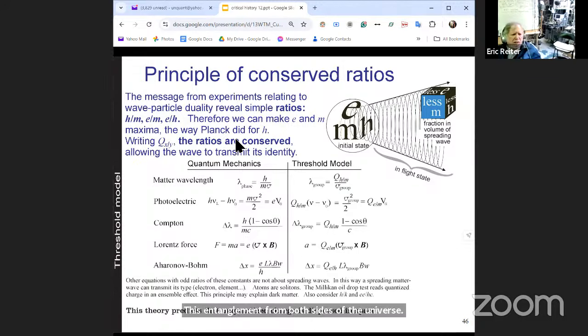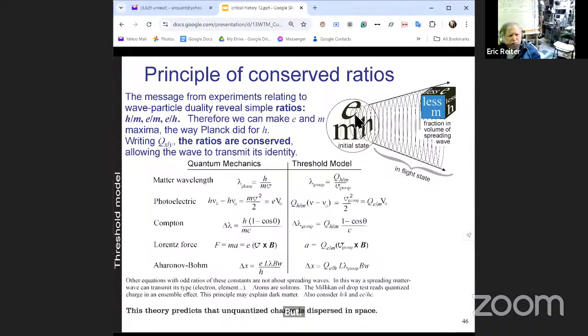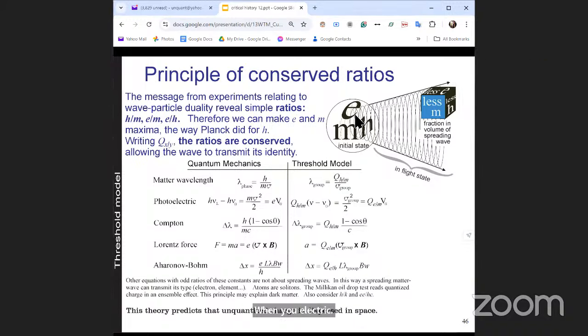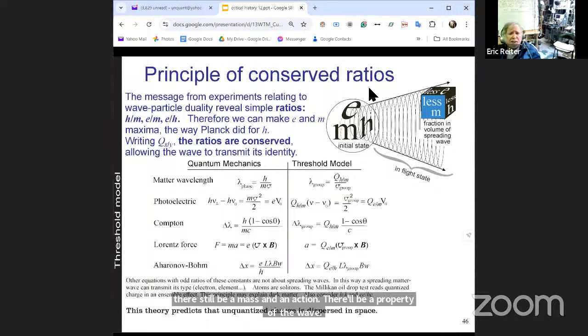It's not necessary. You don't need a probability wave. So I don't know if I explained it well enough. One question: you have an E, an M, and an H. E is electric charge, I assume that's what you mean by E. What about M? What about neutrons? If you send a neutron, there's no electric charge. Oh yeah, right. Well, it won't be E, it'll be zero there, but there'll still be a mass and an action.